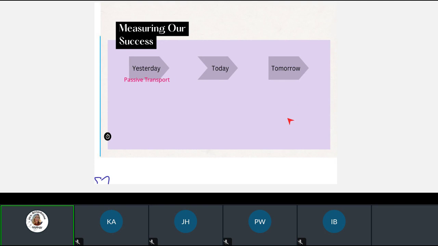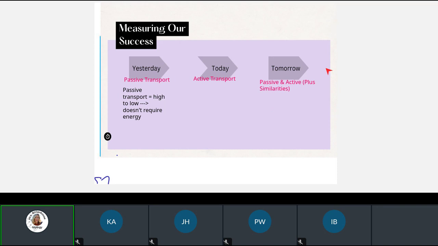So, tomorrow, I want you to be able to demonstrate both passive and active transport for me. Okay. I want you to be able to tell me similarities. I want you to be able to tell me differences. So, let's go back to that Jamboard that we did earlier. Let me get that link and put it back in chat.